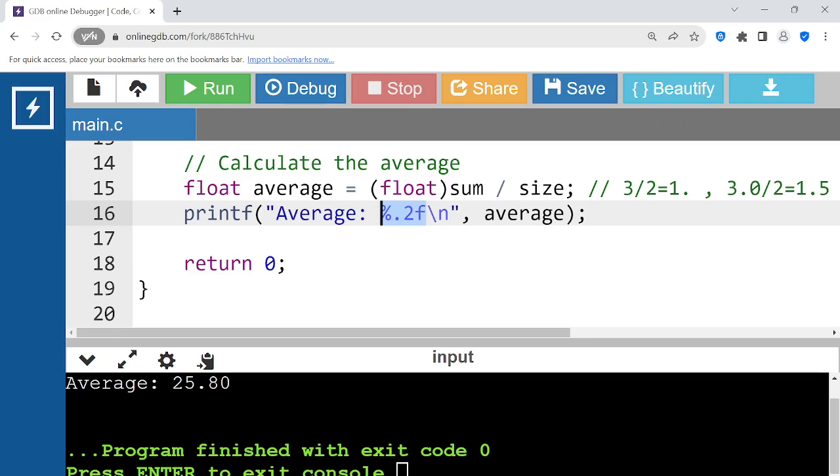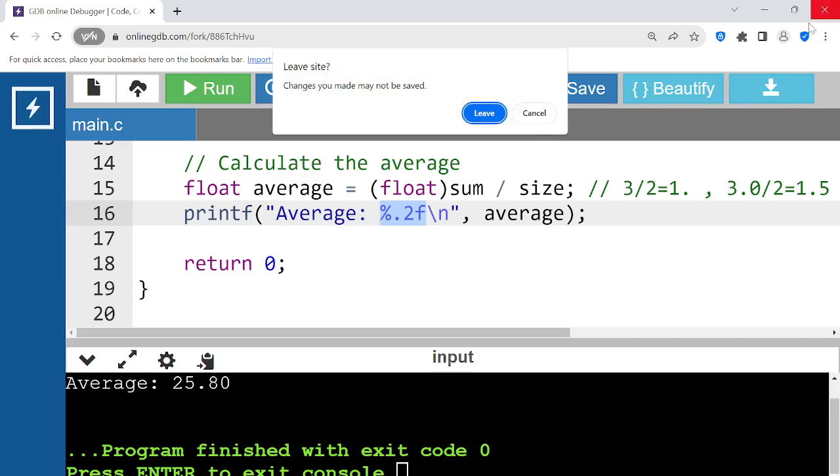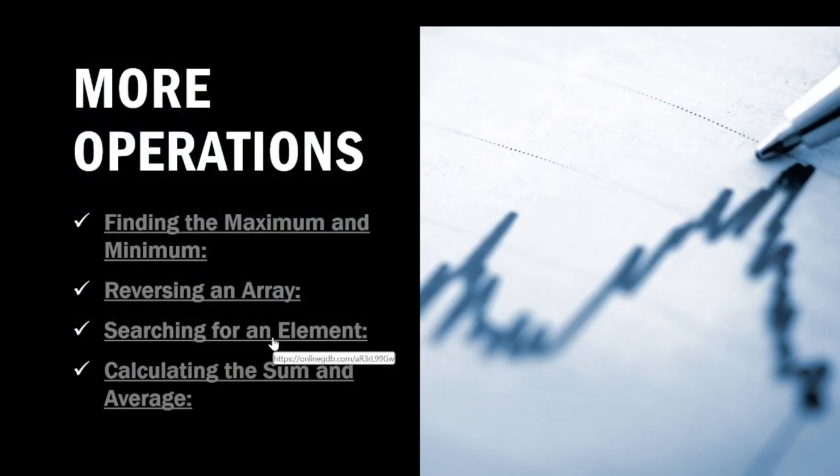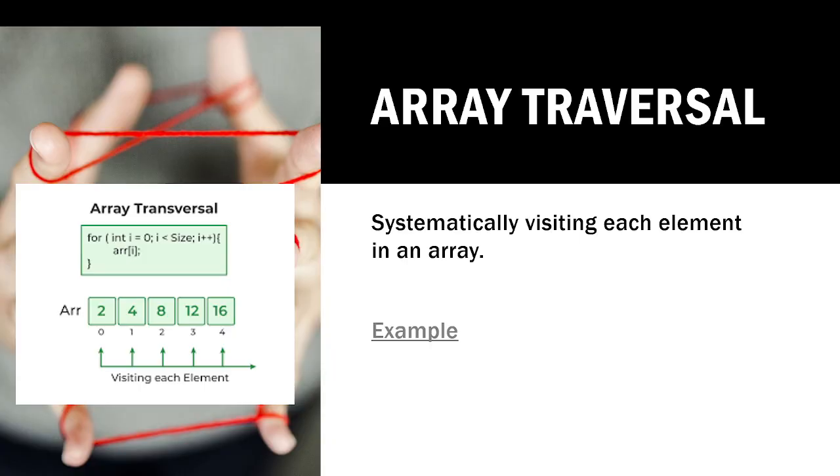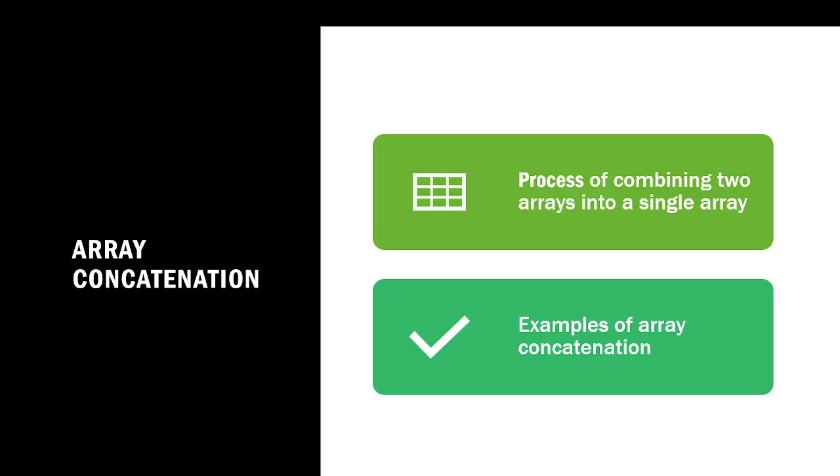So similarly, using the array traversal process, it is possible to calculate any mathematical formula inside the for loop. So this was some additional operations that could be performed on arrays. Just summarizing, we have discussed array traversal, which is nothing but visiting each element of an array, which is done using the for loop.